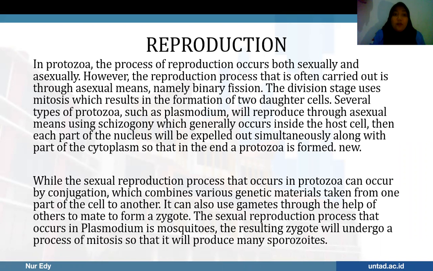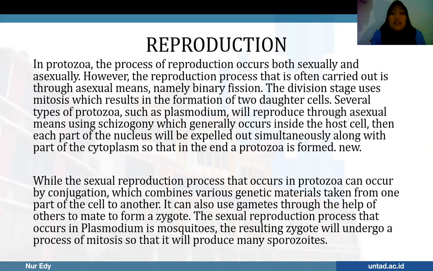Several types of protozoa, such as Plasmodium, will reproduce through asexual means using schizogony, which generally occurs inside the host cells. Then each part of the nucleus will be expelled out simultaneously along with part of the cytoplasm, so that in the end, a new protozoa is formed.